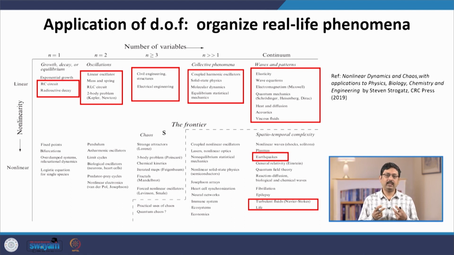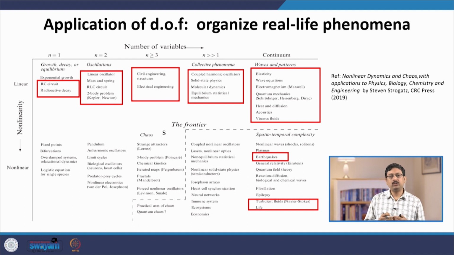So, there are two possibilities. The fundamental equations that govern the behavior of the system can be linear, for example, Newton's law, or, for those of you who are studying electricity and magnetism, Maxwell's equations of electricity and magnetism, or they can be non-linear. So, these are the two aspects.